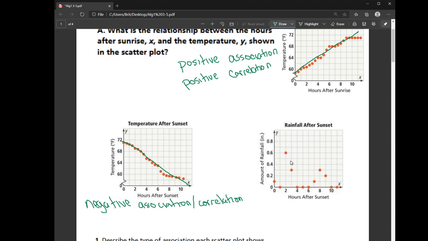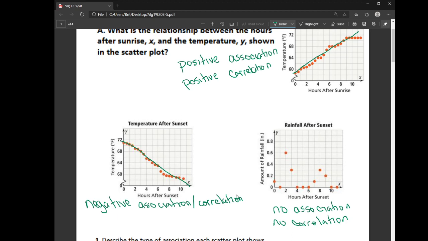And then here, there's not really an easy line that I could put in there, right? Like I could come down this way and you'll see that it meets with some of the points, but a lot of these are missing. And I could come from the side and it would miss a lot. So here we would say that there is no association or no correlation.